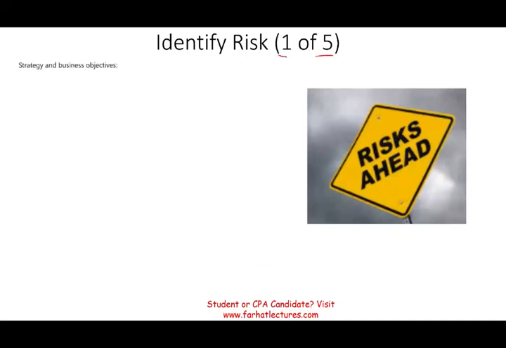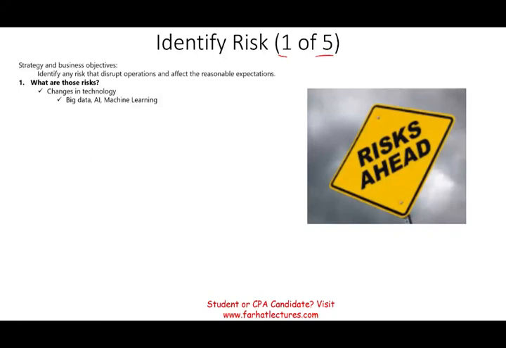So how do we identify risk? Well, remember, we have strategies and business objectives, and any risk that disrupts our operations from reaching our strategies and objectives is considered a risk. But how do we know that something is a risk? We really don't know, but we can have a list of things that could be potential risks. One thing could be changes in technology. Changes in technology might make us obsolete, like big data, artificial intelligence, machine learning. If we don't use them and other companies are using them, then we are behind. That's a risk.